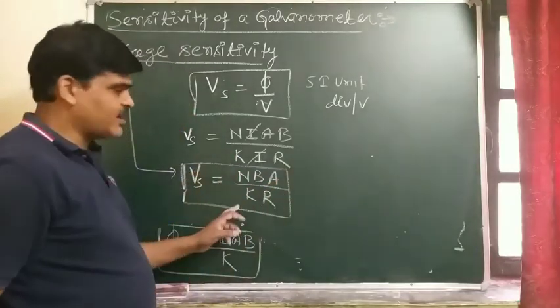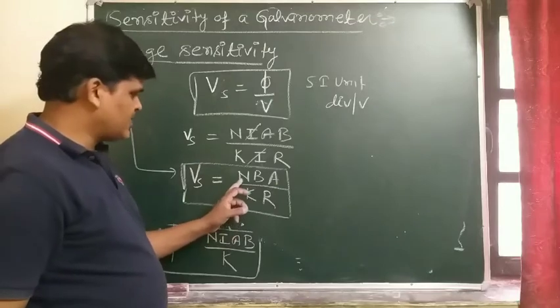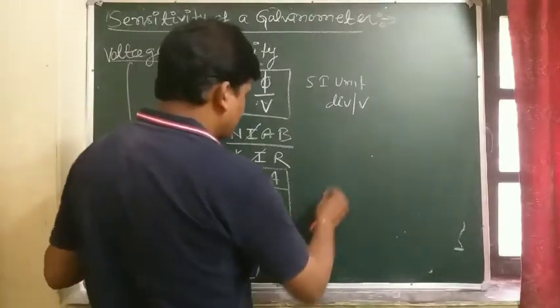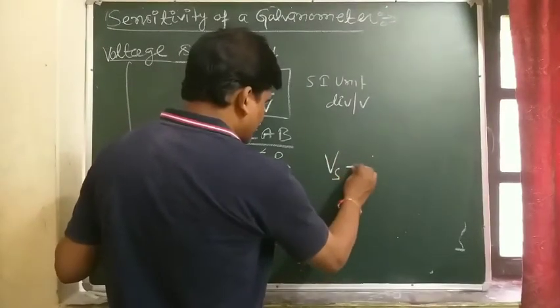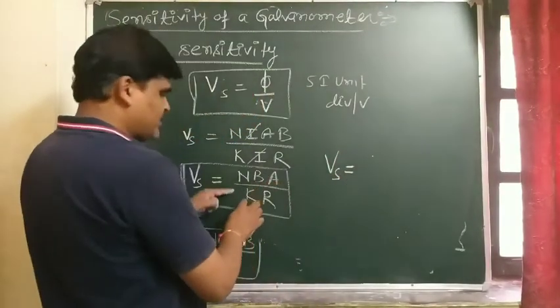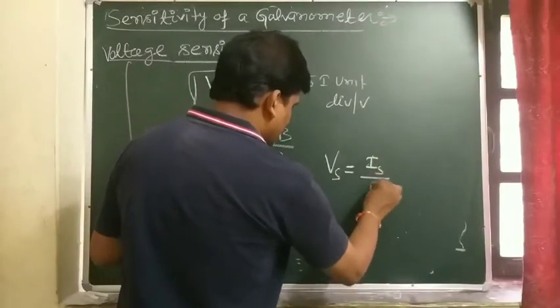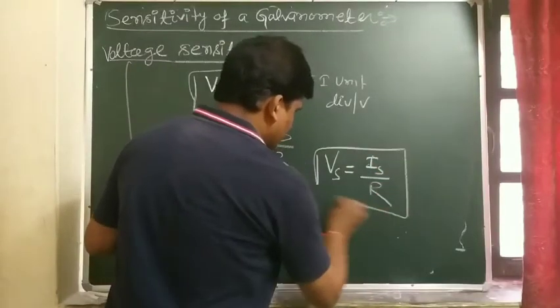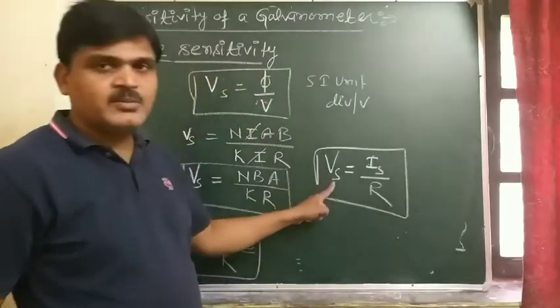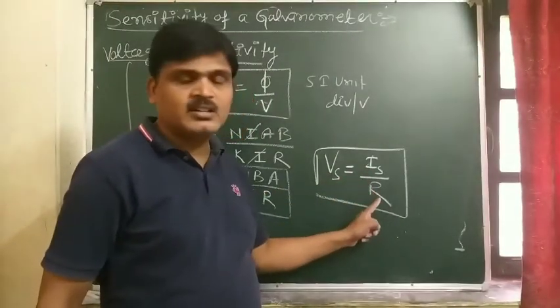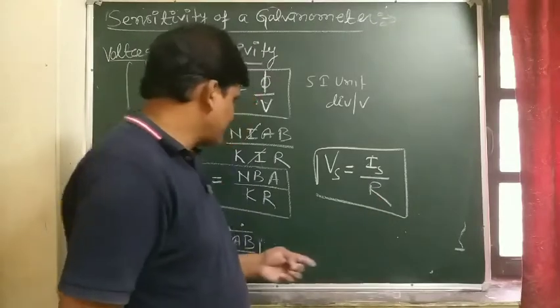And in terms of current sensitivity, since current sensitivity is NBA by K, we can write Vs as current sensitivity divided by R. So here Vs is the voltage sensitivity of the galvanometer, Is is the current sensitivity of the galvanometer, and R is the resistance of the coil.